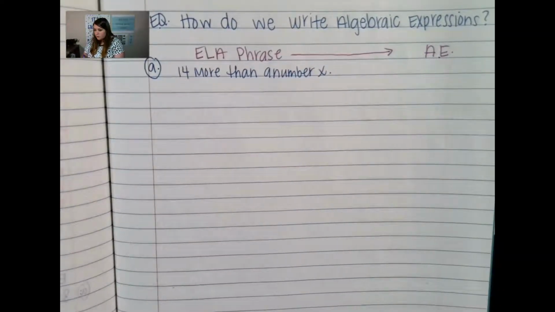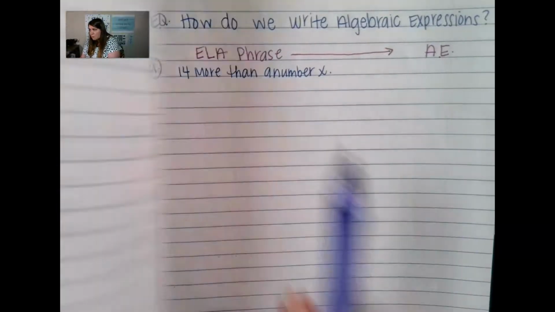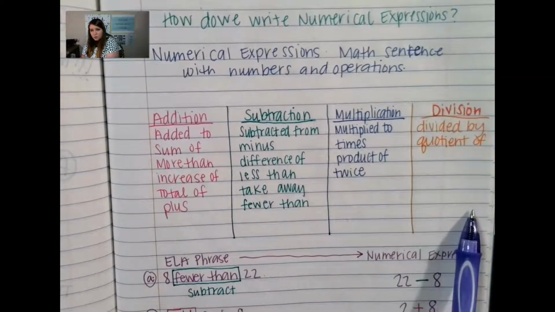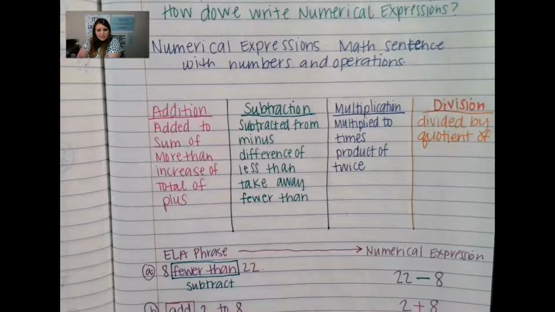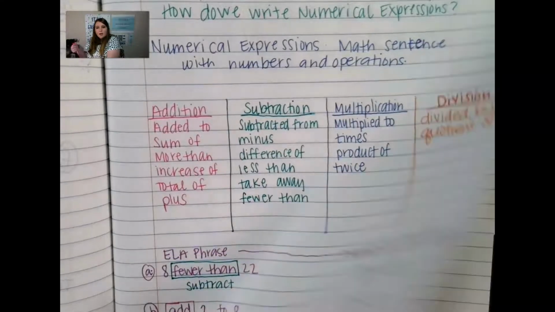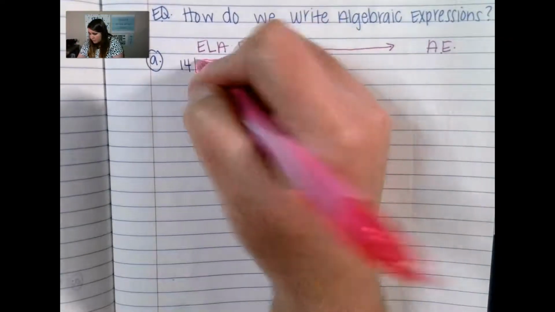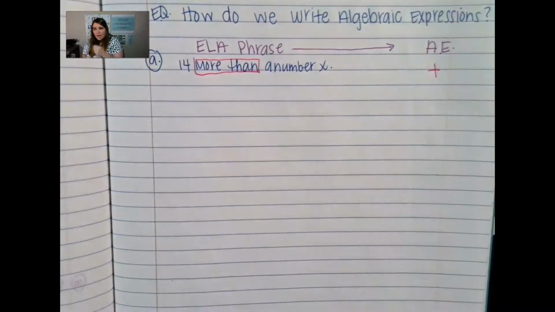So let's look for the clue words. So the clue words here we see are more than. We're going to come over here. We're going to look in our table of words. And we see that more than is an addition word. So I am going to take this. And I know that more than means to add.